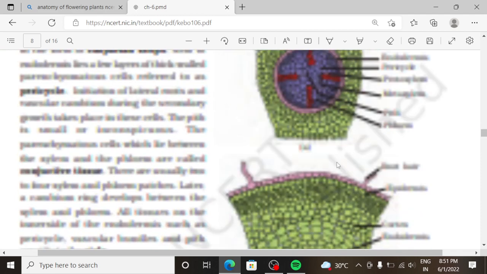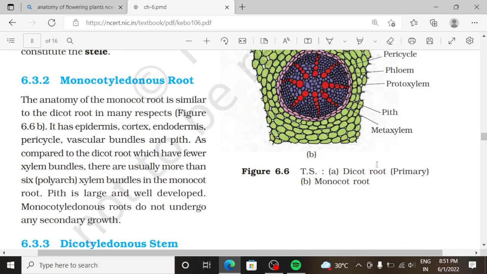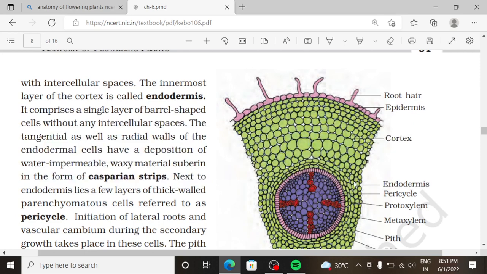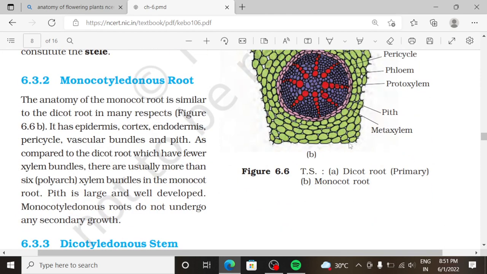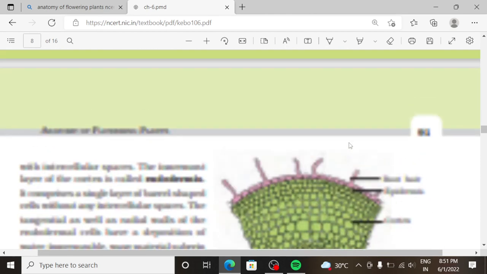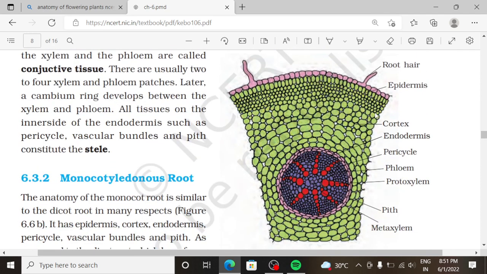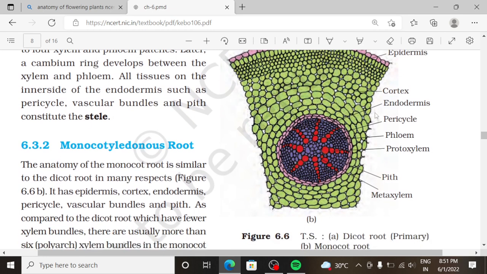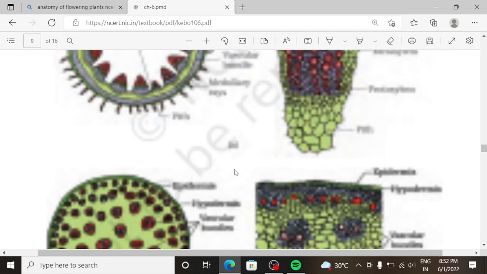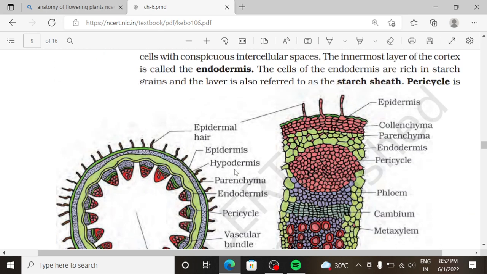Then we are able to see the diagram of dicot root and the monocot root. First is the diagram of dicot root, that is primary, and the second is the monocot root. You can see the parts like root hair, epidermis, cortex, endodermis, pericycle, protoxylem, metaxylem, pith, phloem. And here the parts are root hair, epidermis, cortex, endodermis, pericycle, phloem, protoxylem, pith and metaxylem. I guess the same type of components are present in the dicot roots and the monocot roots.